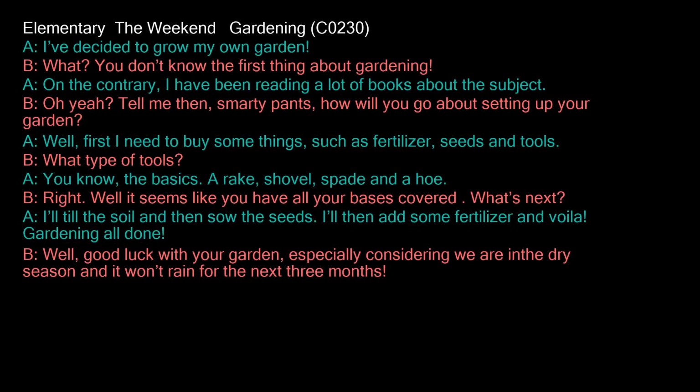I've decided to grow my own garden. What? You don't know the first thing about gardening. On the contrary, I've been reading a lot of books about the subject. Oh yeah? Tell me then, smarty pants. How will you go about setting up your garden? Well, first I need to buy some things such as fertilizer, seeds and tools. What type of tools? You know, the basics. A rake, shovel, spade and a hoe.